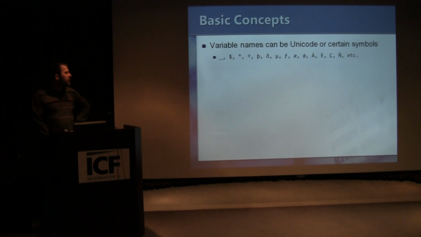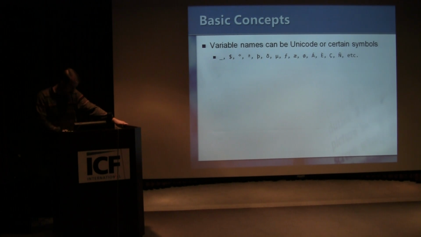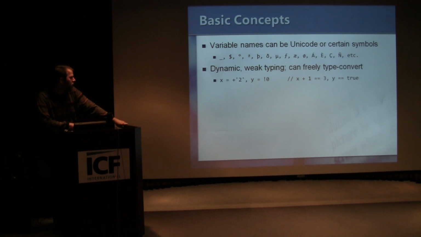So, basic ideas behind this. First of all, variable names don't have to be letters to start with in JavaScript. You can pick Unicode symbols. You can do underline or, of course, the little jQuery dollar sign there, so that's helpful. A key aspect of JavaScript is the dynamic weak typing, and you can type convert till the day is long.